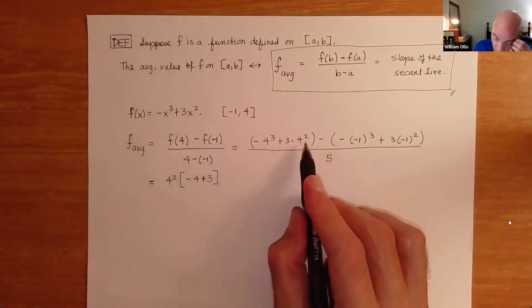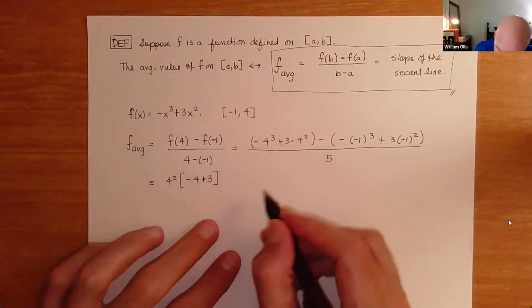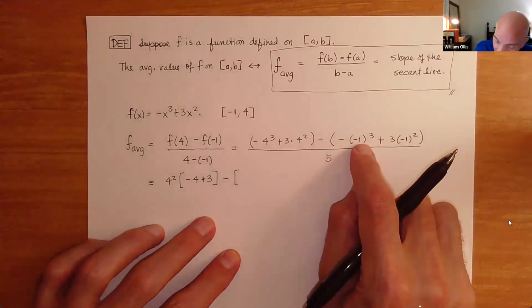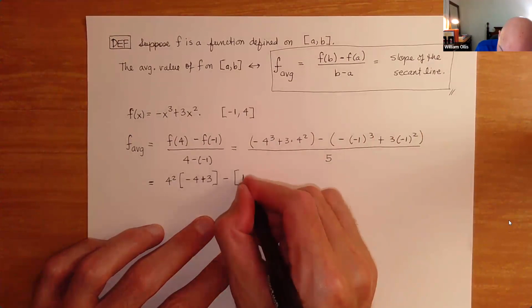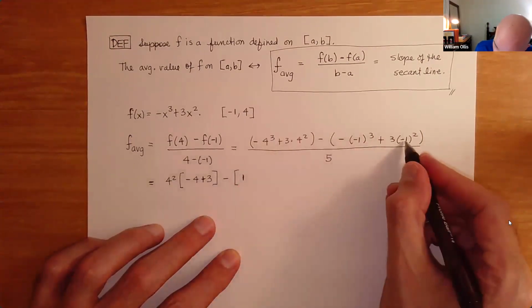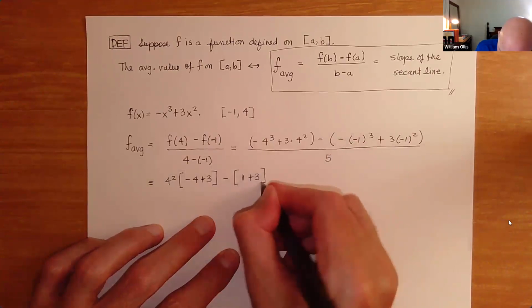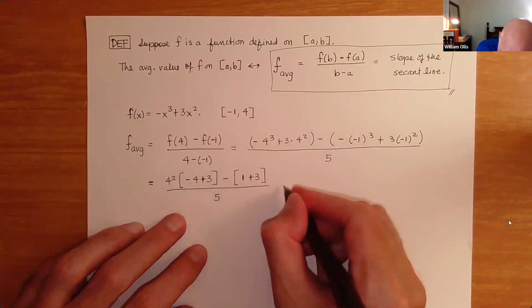So again, just factor the 4 squared from each. Remember the negative in the first and then the 3. And then we have minus. Now, of course, we have the -1 cubed, which is -1 made negative, is just a +1. And then, of course, -1 squared is just 1. So that's plus a 3. So just a little bit of algebra with arithmetic divided by 5.